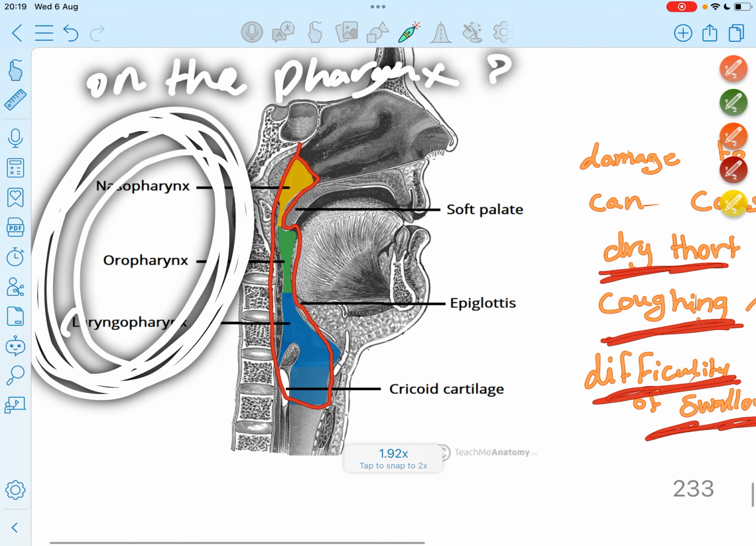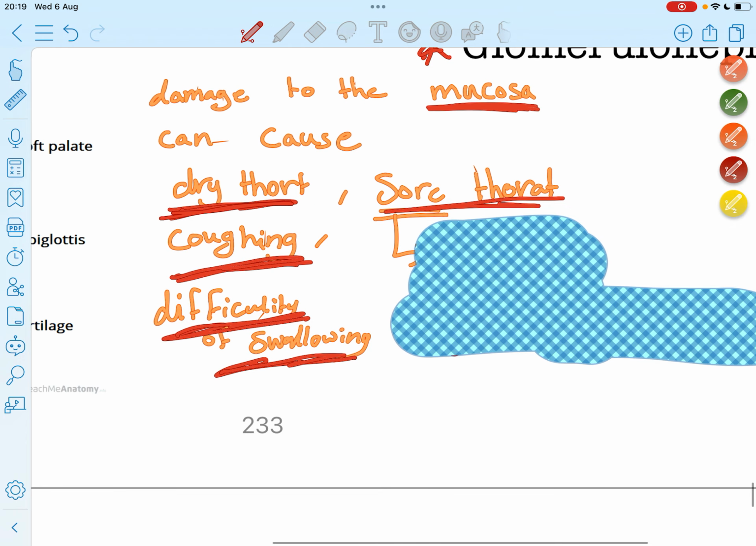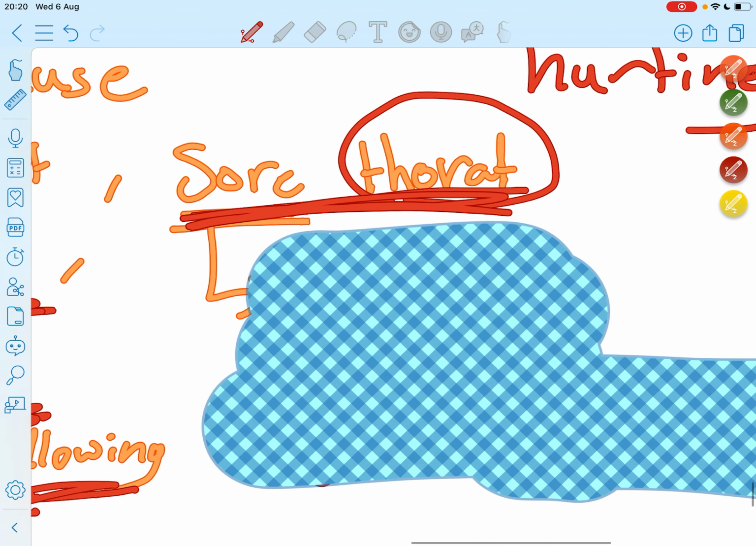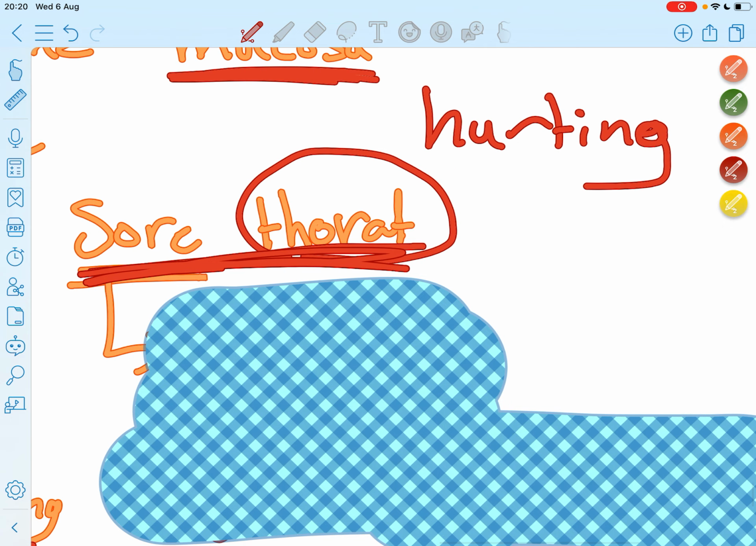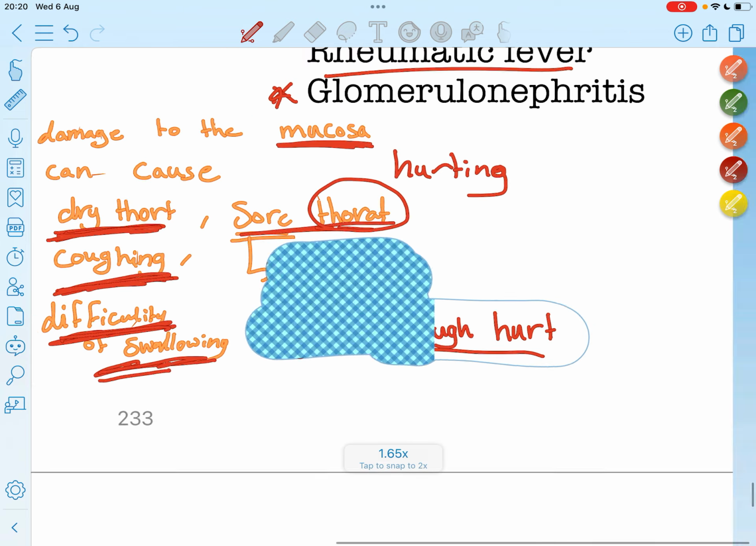So what are the symptoms that the patient comes with? The symptoms are dry throat and coughing. The patient comes with a cough. He says that his throat is dry, he has difficulty swallowing, and his throat is hurting. Another name is sore throat. So what is a sore throat? Simply, it means that your throat is hurting.